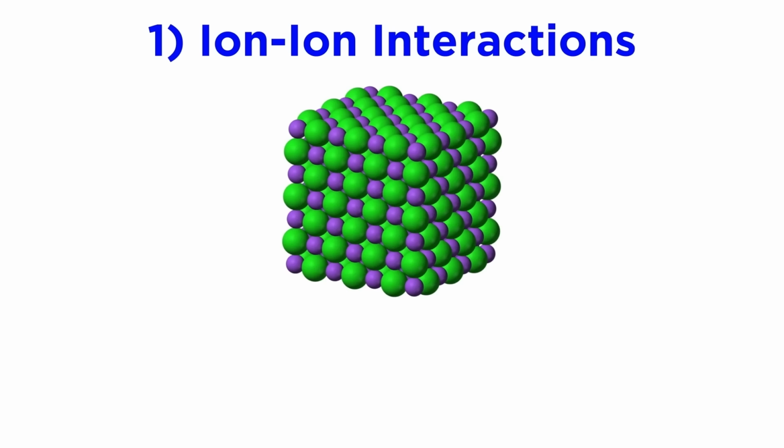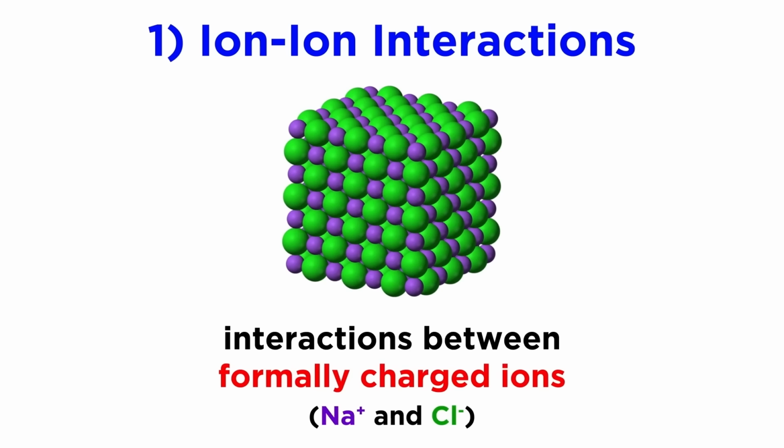First, we have ion-ion interactions. Large ionic solids are held together by these networks of ionic bonds, which are the strongest intermolecular force, because they involve formal charges. These are essentially just the ionic bonds we already learned about, simply applied on a larger scale. So let's quickly move on to the next intermolecular force.